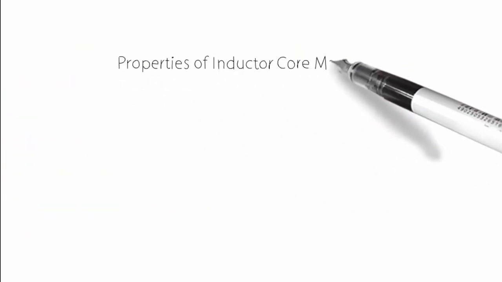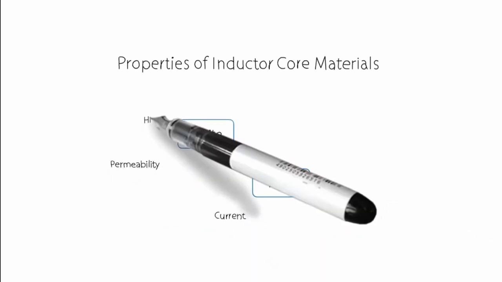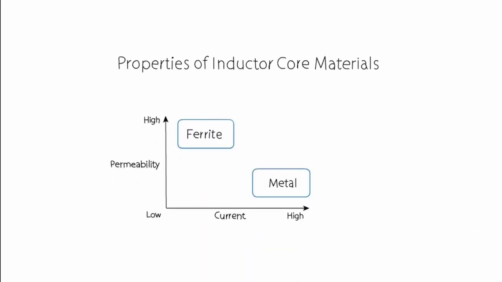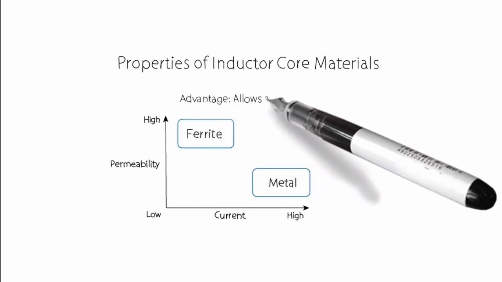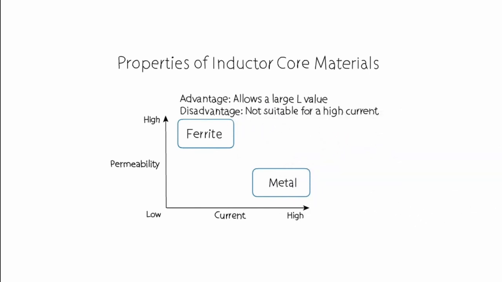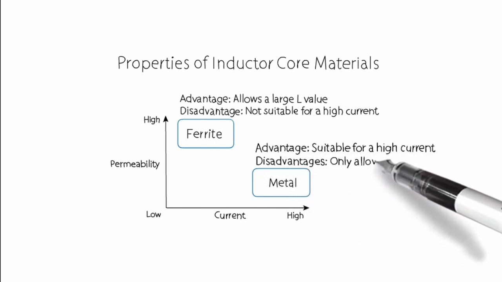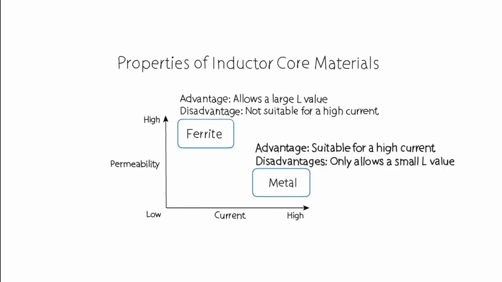The characteristics of an inductor vary depending on the material type of the core. There are two types of core material: ferrite and metal, and they both have their respective advantages and disadvantages. The ferrite material has the advantage of allowing a high inductance, but the disadvantage of not being suitable for relatively high current. The metal material has the advantage of being suitable for a high current, but the disadvantage of not allowing relatively high inductance.